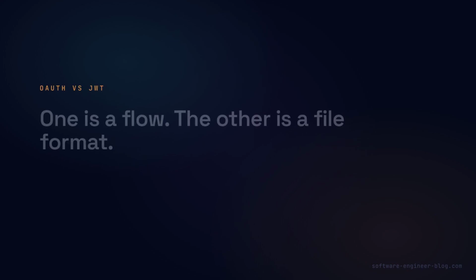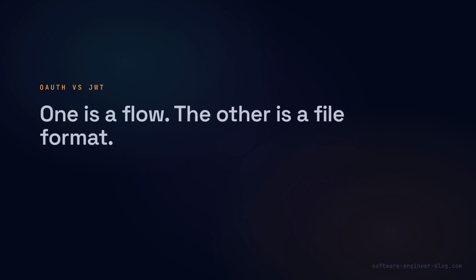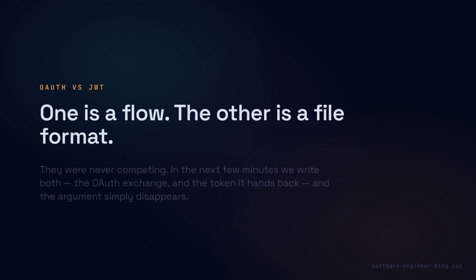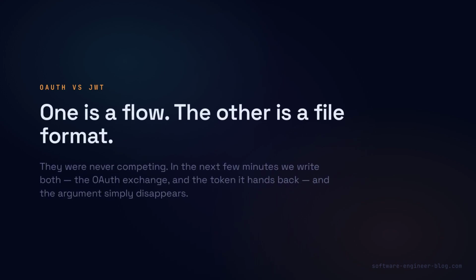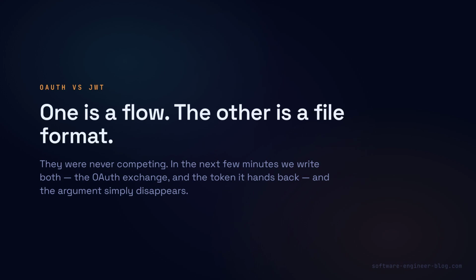OAuth versus JWT is the internet's favorite authentication argument, and it is a fake argument. These two are not rivals. They are not even the same kind of thing. One of them is a flow, a set of steps for getting permission. The other is just a shape for a piece of text. Comparing them is like comparing a job interview to a paper badge. Over the next few minutes, we are going to write both in real code, and the confusion will simply disappear.